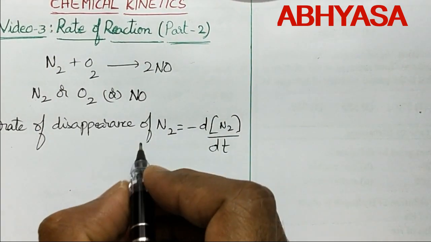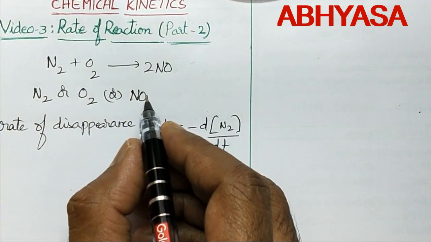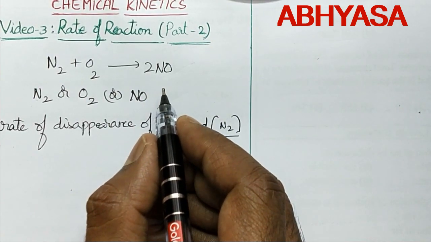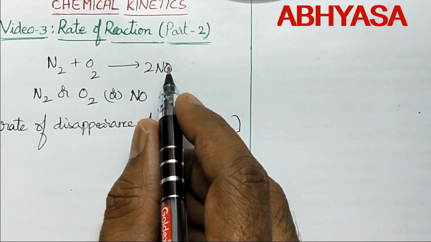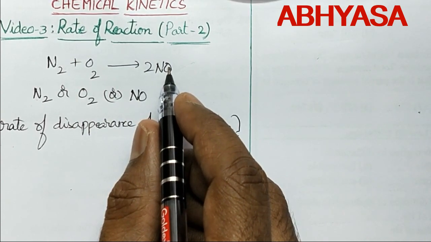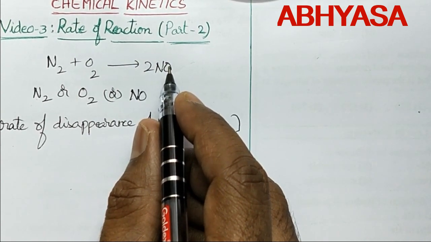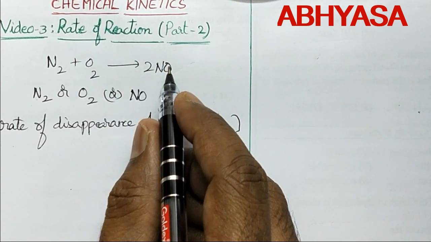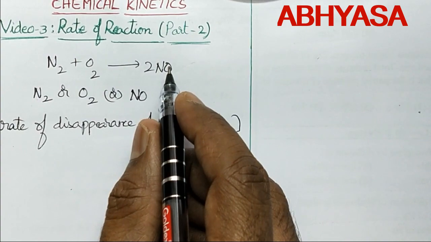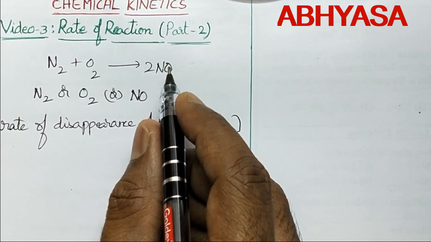Hello everyone. In this video, we are again going to discuss rate of reaction. This is part 2 of this topic. In order to understand this session, you need to watch video number 2, rate of reaction part 1, where we discussed what the rate of reaction is and how to write it for a general reaction. Now let us apply it to a specific chemical reaction.